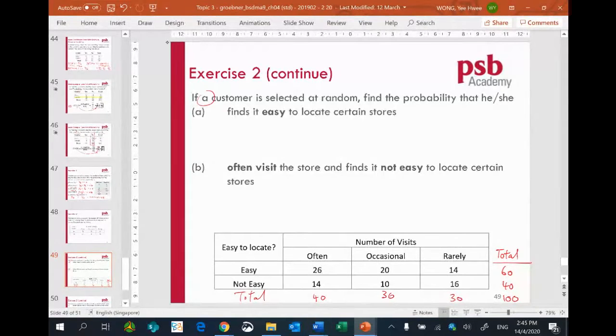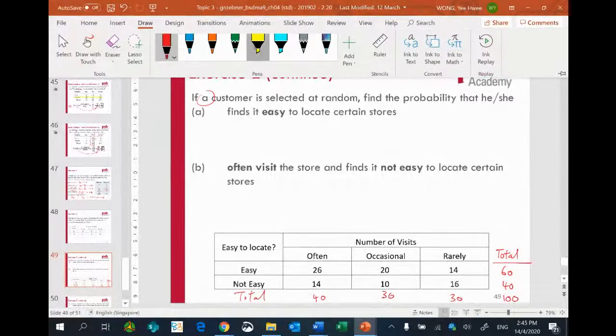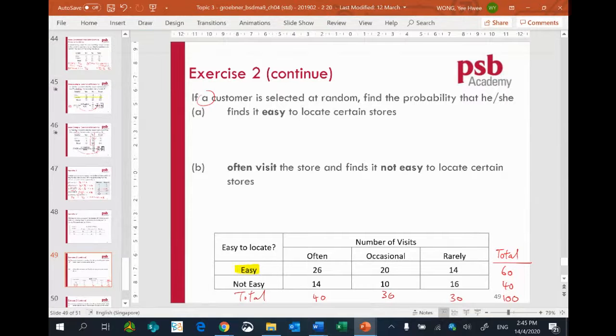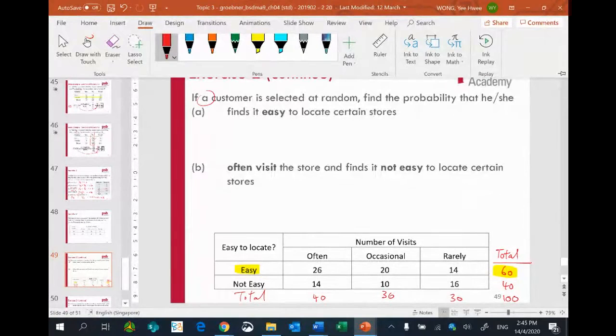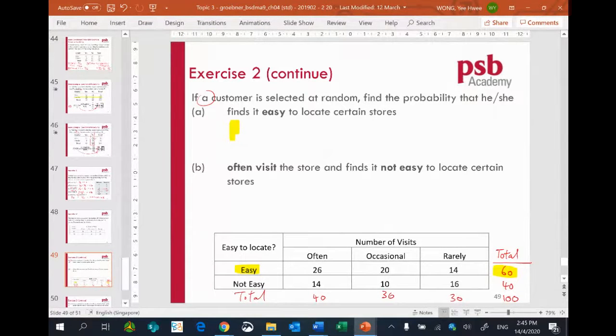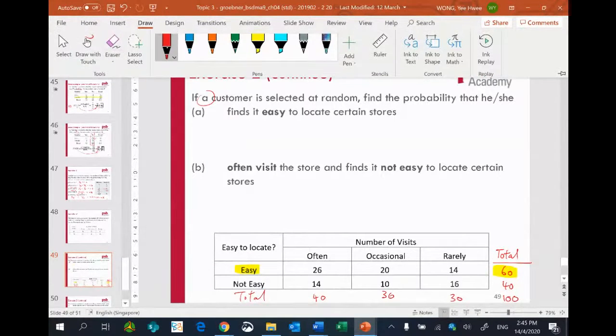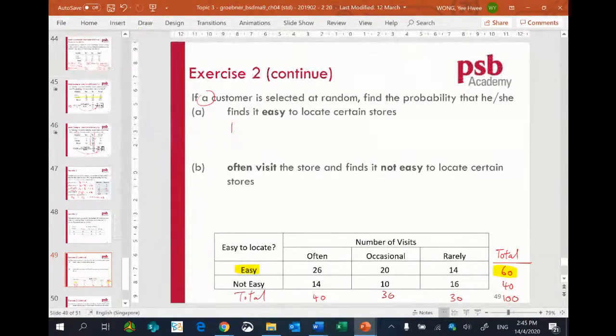So easy. How many are easy? So the chance of, so you can use E as easy. Over the total, which is 100. Okay, then you can press the calculator. No need to press, you know it's 0.6.